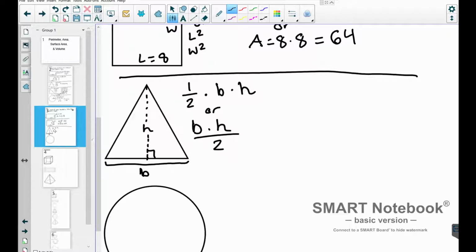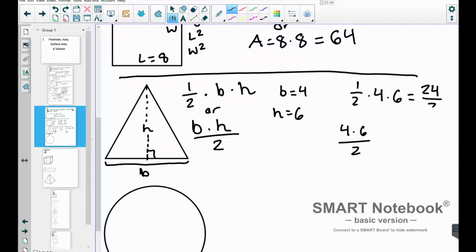Either way, you get the same answer. So let's say our base in this case is 4 and our height is 6. We say 1/2 times 4 times 6, or you could say 4 times 6 over 2. In this top case, you're going to get 24 over 2, and in this bottom case, you would still get 24 over 2 as well. Either way you do that, you're going to end up with an answer of 12.